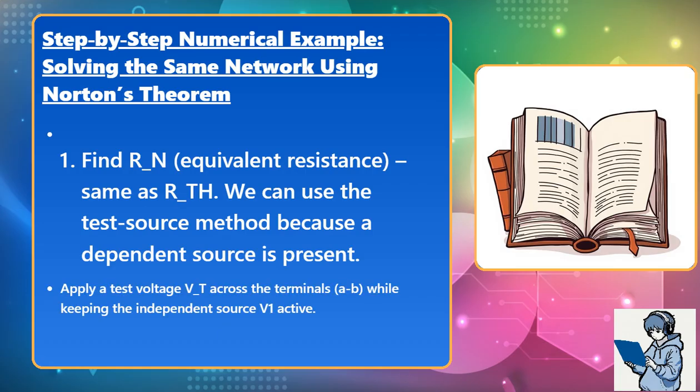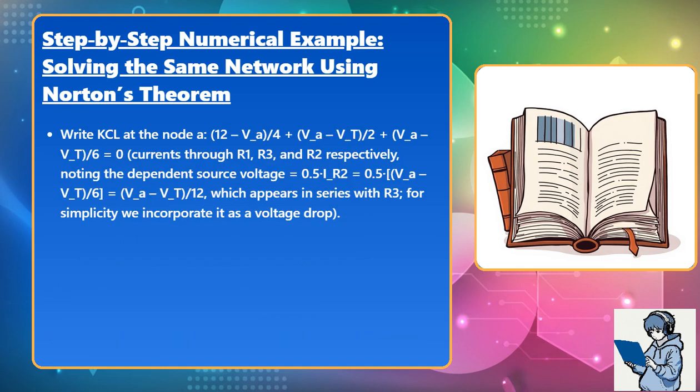Apply a test voltage VT across the terminals of B, while keeping the independent source V1 active. Let the test voltage be VT; the current flowing into the test source is IT. Write KCL at node A: (12 minus Va) over 4 plus (Va minus VT) over 2 plus (Va minus VT) over 6 equals 0.